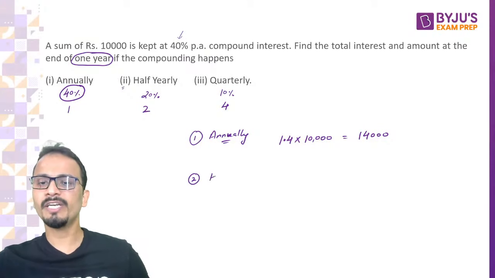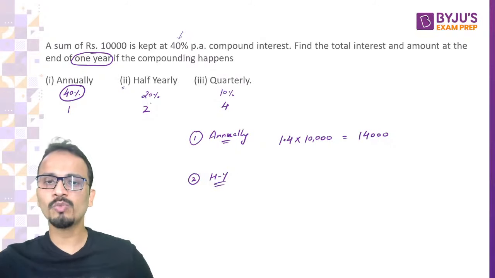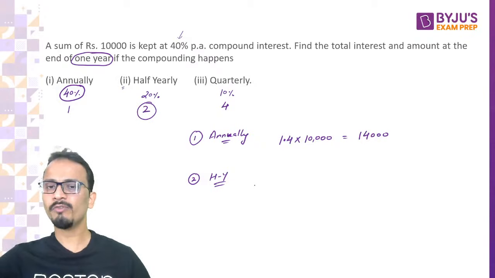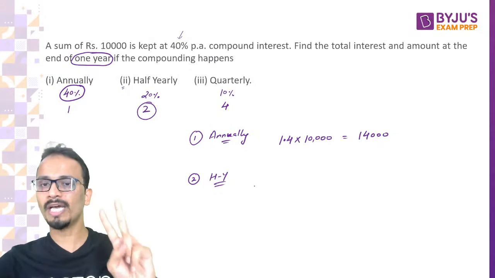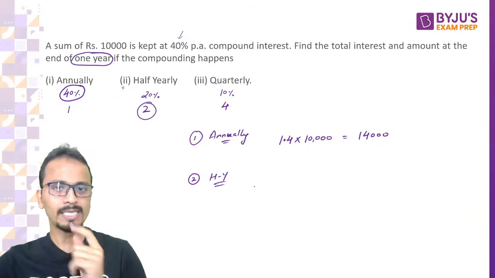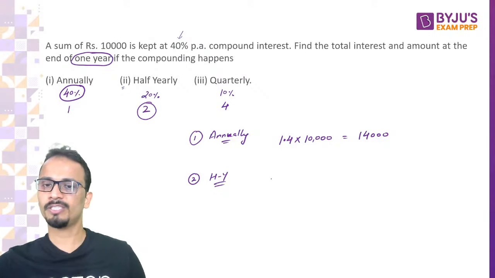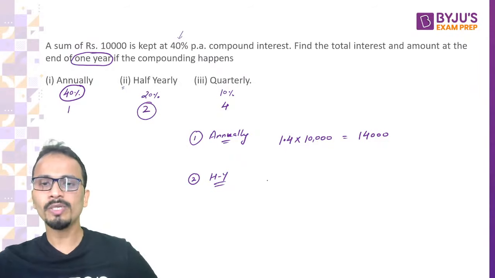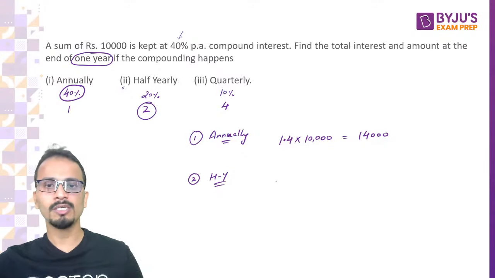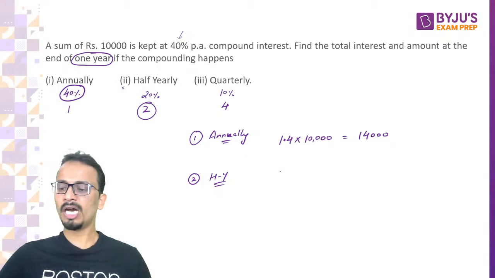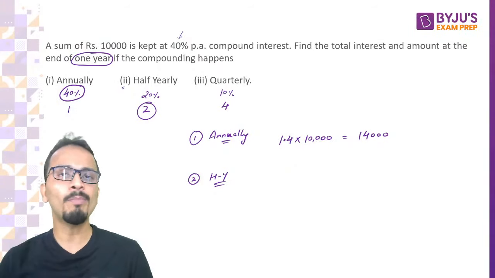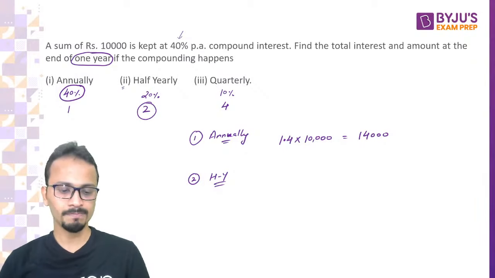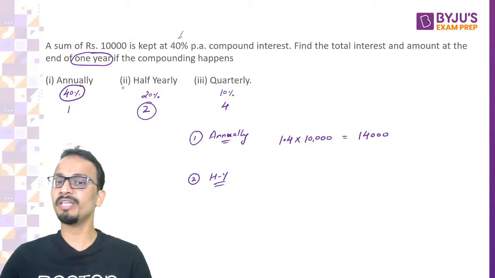Second, if it is compounded half yearly, the calculations will happen twice. So there will be an increase of 20%. How many times? 2 times. Now this can be solved in two different ways. Either you may increase 10,000 twice by 20%. If I increase a value by 20%, there is a factor of 1.2 that will be multiplied. This we have seen in the previous lectures.